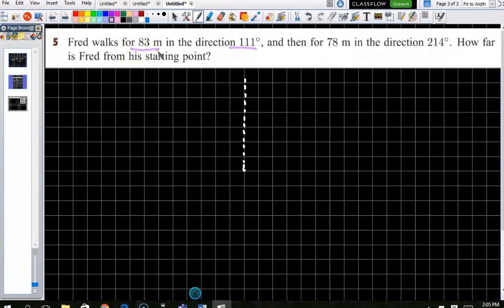So where is 111? I might just shorten that a little bit. So where's 111? A bit down. That's right. So 90 is there, 111, and we pop 83. Got it?